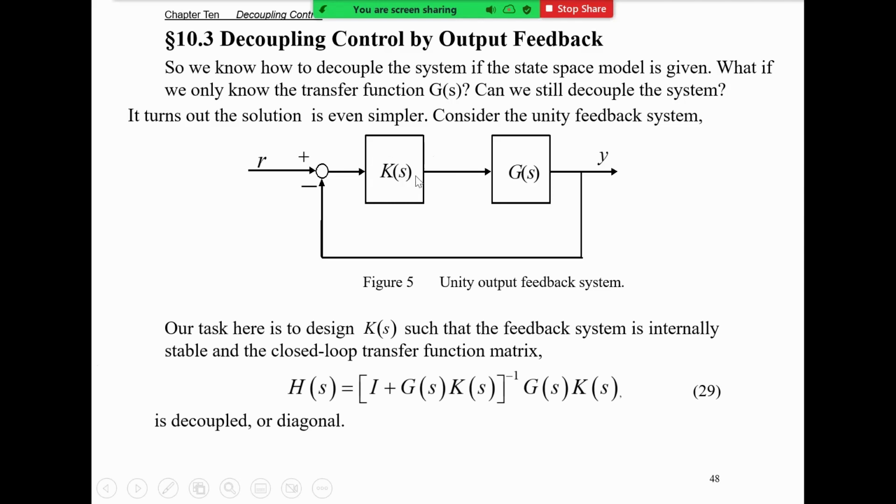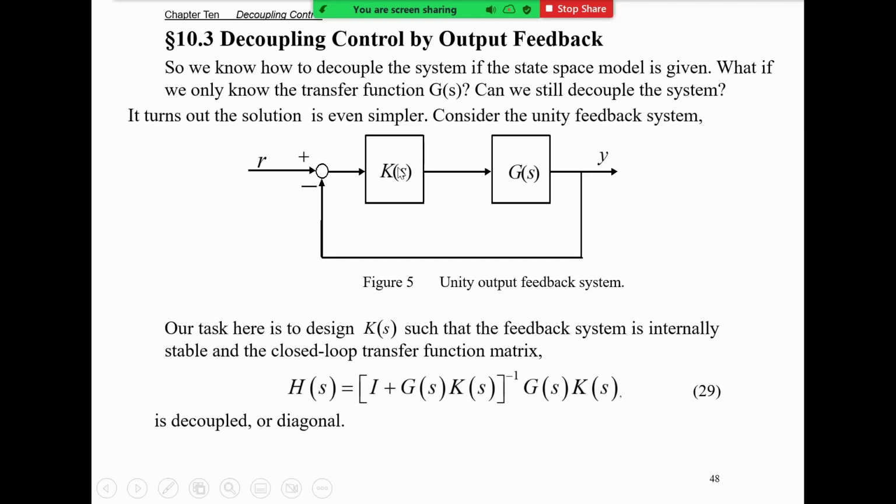We try to design this K such that the feedback system is internally stable and the closed loop transfer function matrix. This actually is the expression of this closed loop transfer function matrix. You can easily verify that by doing those algebraic operations, but I'm not going to spend time on that. So let's move on. This is the closed loop transfer function.